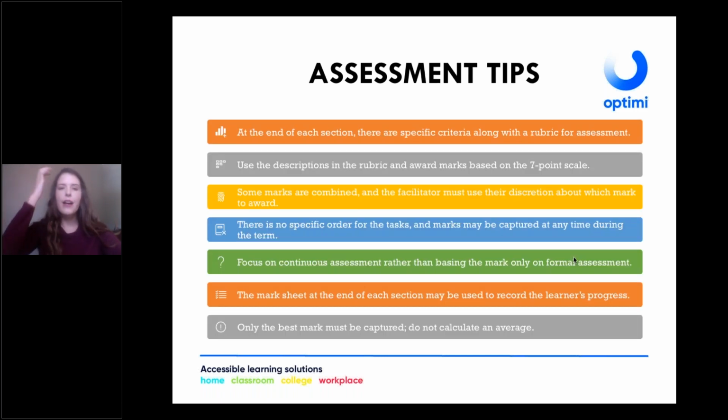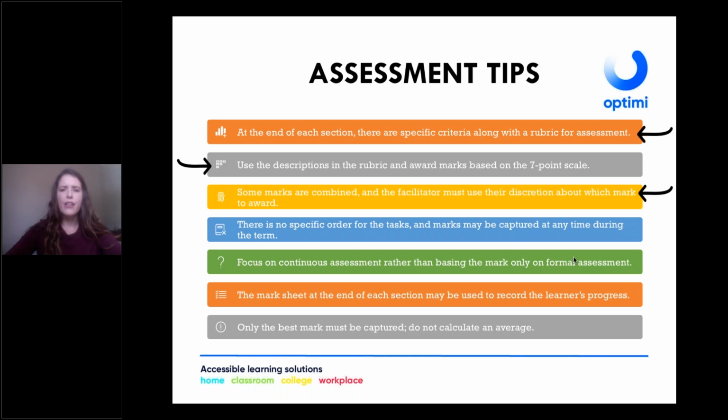Okay, here's a few assessment tips that you can just take note of. At the end of each session, there's a specific criteria along with the assessment rubric. So you will see the assessment rubric, and with that assessment rubric, there is a description of what is expected from that specific assessment. Then use the descriptions in the rubric and award marks based on the 7-point scale. So in the foundation phase, we use a 7-point scale to allocate marks. In the next slide, I will briefly discuss that point scale with you.